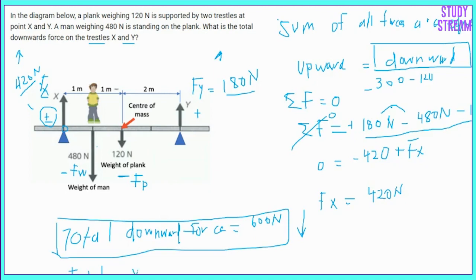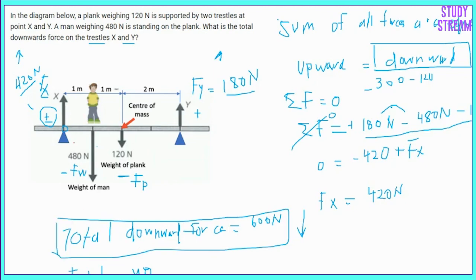So total upward is the same, but then we want to split it between x and y. So we need to know what is the value. One is carrying more, so x carries more, 420, then y carries just 180. Okay. If I want maybe to explain this to you, just for your general knowledge.